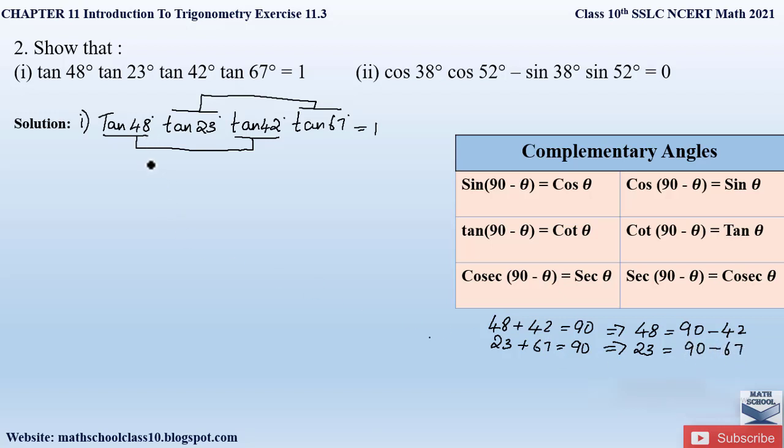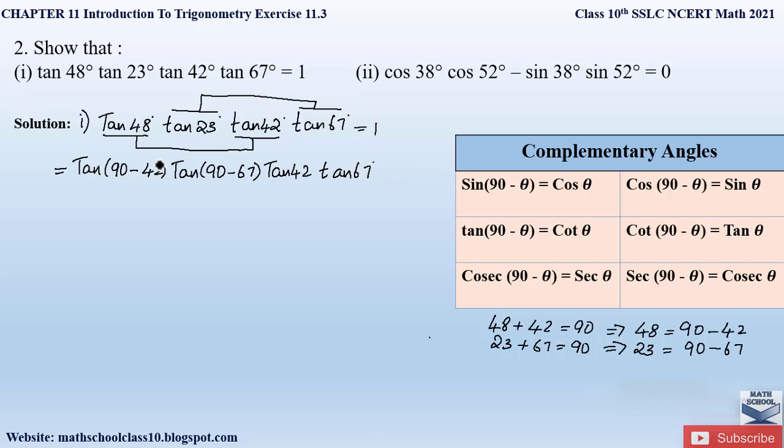Okay, so now let us substitute here. Instead of tan 48, we are going to write tan of 90 minus 42, into, instead of tan 23 degree, tan of 90 minus 67 degree. Now we are going to keep tan 42 and tan 67 as they are: tan 42 into tan 67 degree.